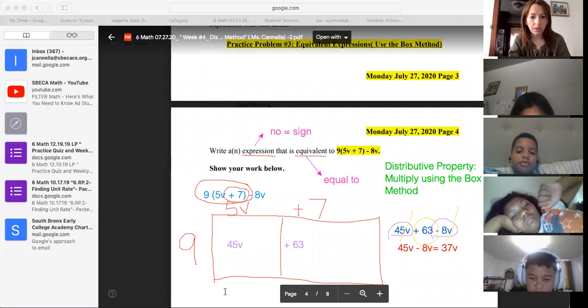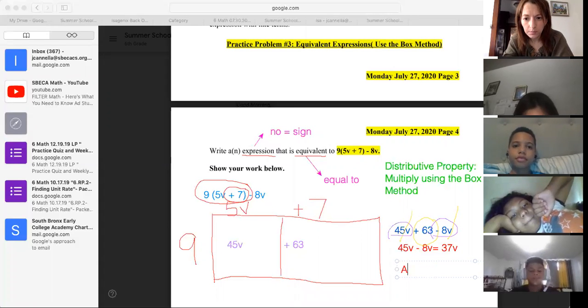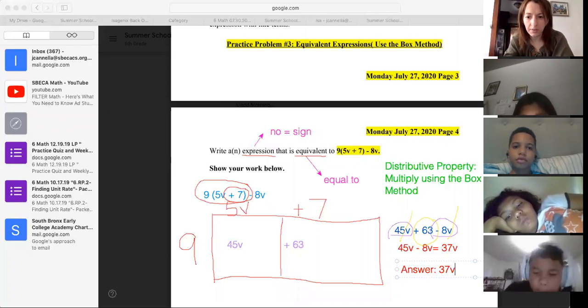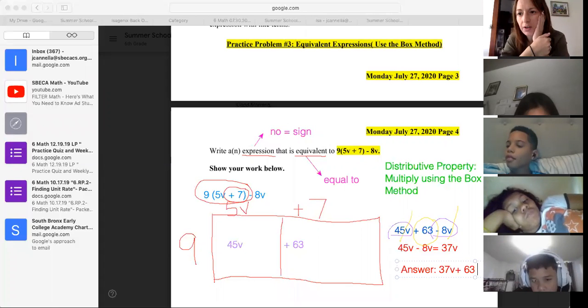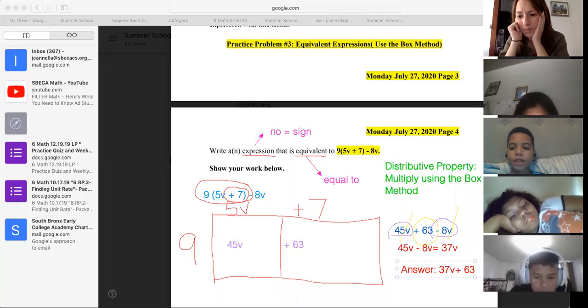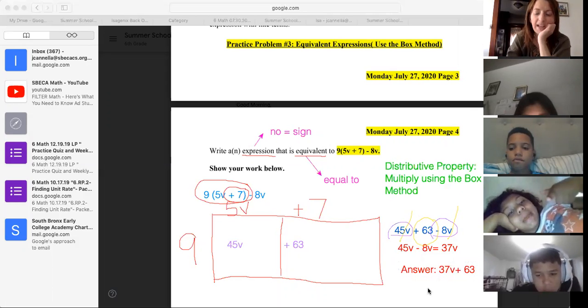Okay. So now we're going to say that the final answer is, oops, I got to learn how to spell, that would help. The answer is 37V plus 63. Reason being, they don't both have a V, a variable. A variable is a letter, right? So one has a 37V and one just has a number. So you keep it as is. Okay, we'll write it like that. That's the final answer.